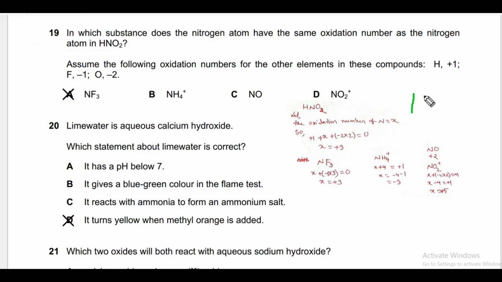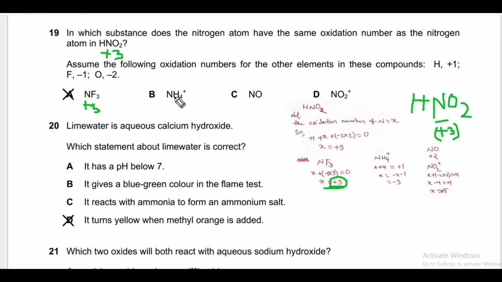That means in HNO2, if you calculate, you will get the oxidation number of nitrogen is plus 3. So in NF3, nitrogen is plus 3. If nitrogen is X, which you don't know, plus fluorine minus 1 times 3 equals 0. So if you calculate, you will get X equal plus 3, meaning nitrogen oxidation number plus 3. So here nitrogen oxidation number plus 3, here plus 3. That's why this is the answer.